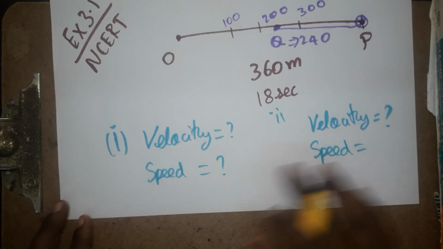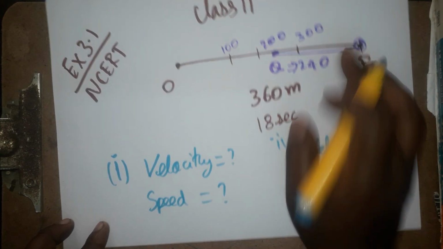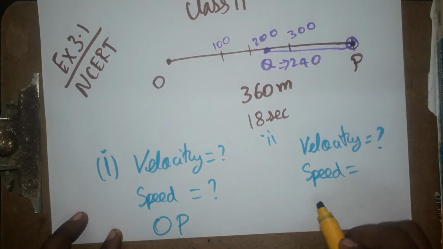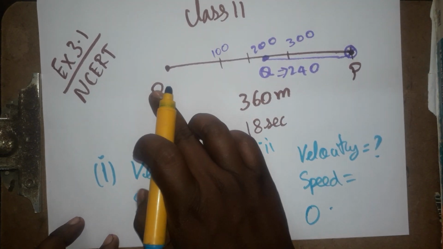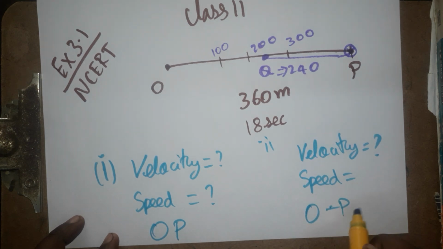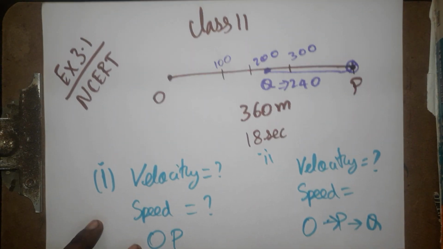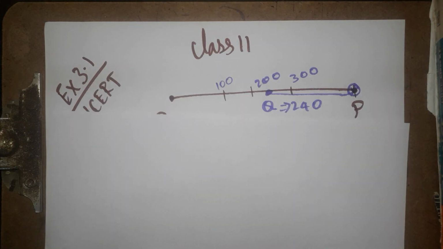So actually there are two questions. For the first case, the object is moving from O to P. In the second case, the object is moving from O to P, then P to Q. This is the second case condition: it's going and coming back to Q. For both cases, we should find the velocity and the speed. Now I'll do it one by one.